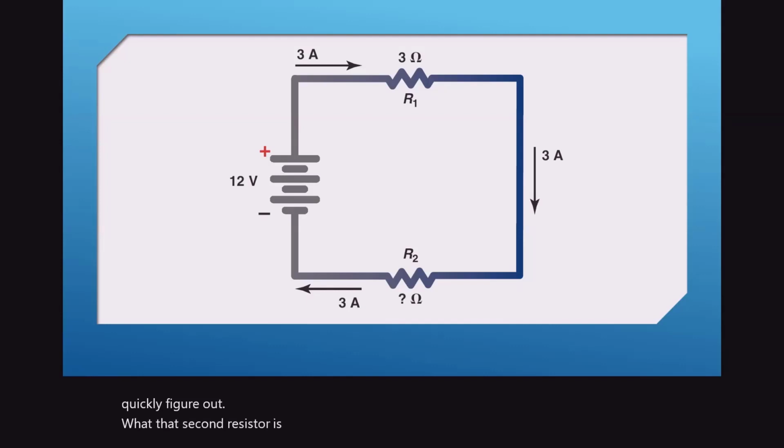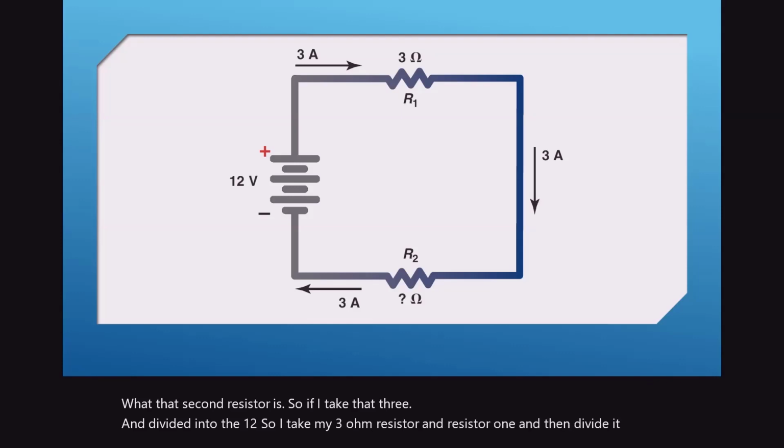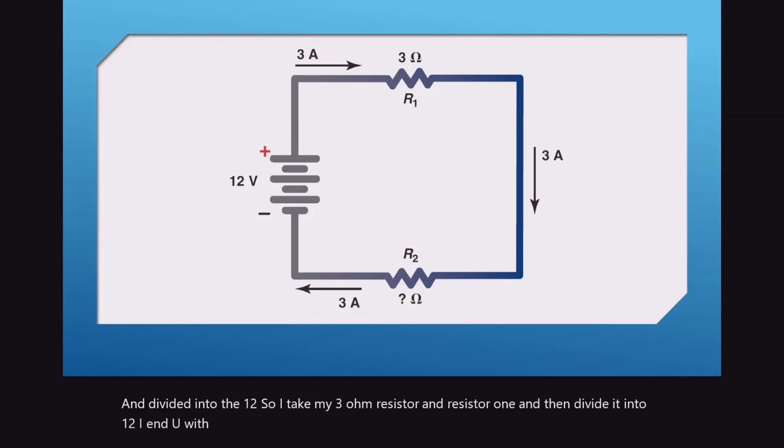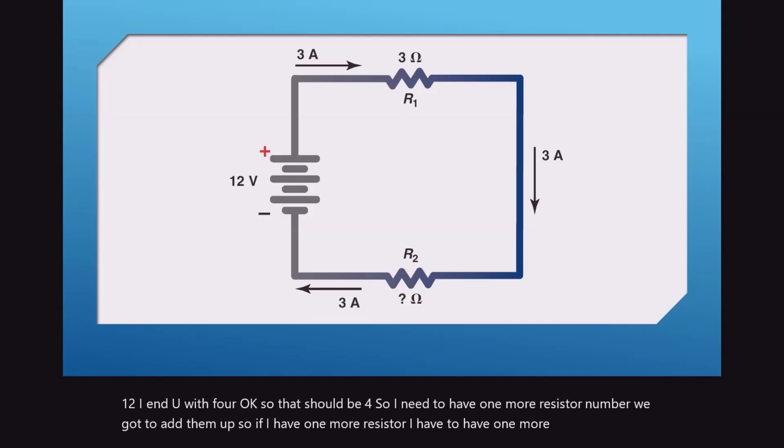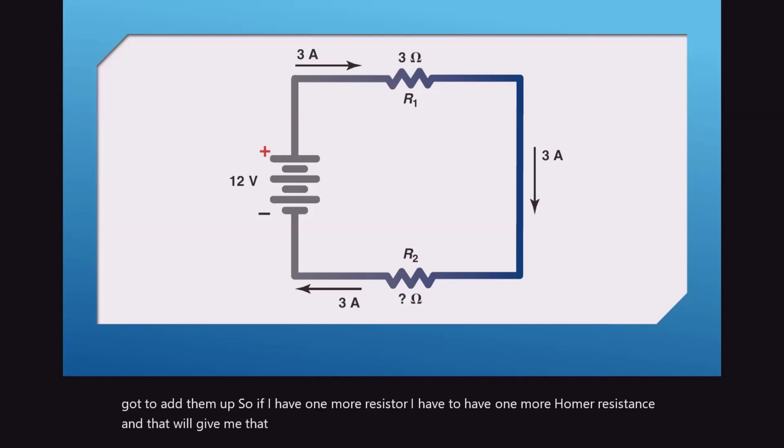So if I take that 3 and divide it into the 12, I end up with 4. Okay, so that should be 4. So I need to have 1 more resistor. Remember, we got to add them up. So if I have 1 more resistor, I have to have 1 more ohm of resistance, and that will give me that 4. So my resistor 2 is 1 ohm of resistance.